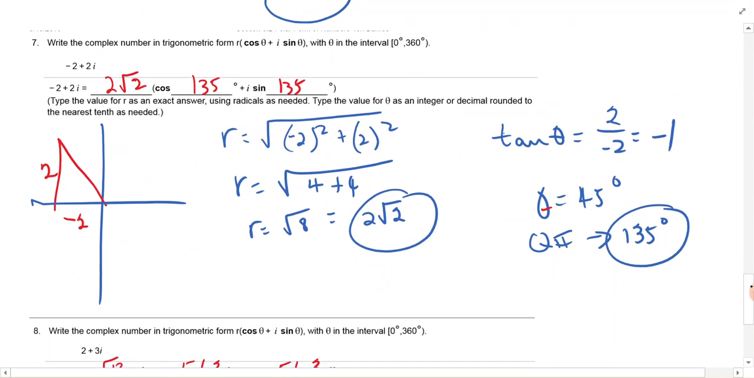Number 7. Negative 2 plus 2I. These all seem to be in the second quadrant. So we're here, we plug in our values, we get an R that's the square root of 8, and you want to think of that as the square root of 4 times the square root of 2. Square root of 4 is 2, so you actually have 2 square roots of 2. Tan theta is 2 over negative 2, that's a negative 1, and the angle that has a tan of negative 1 is 45, but you're in quadrant 2, so that's a reference, and that becomes 135.